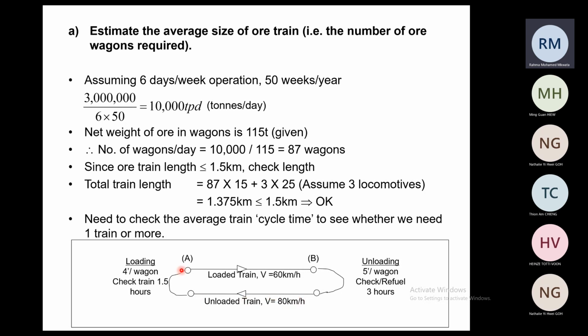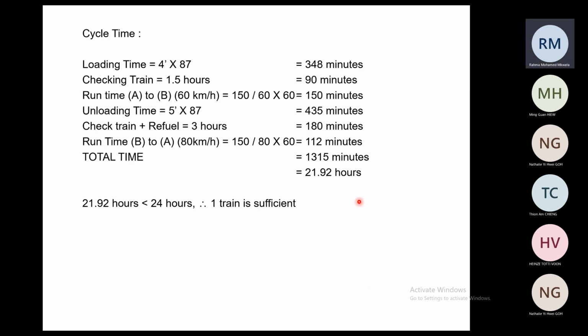So now what we need to do is check the average cycle time from the loading station to the unloading station and back again to the loading station, inclusive of all the checking times and refuel time. Okay, so you have to add everything. So if you calculate the cycle time, your loading time is 4 minutes per wagon. We have 87 wagons, that is 348 minutes. The checking time was 1.5 hours, that is 90 minutes.